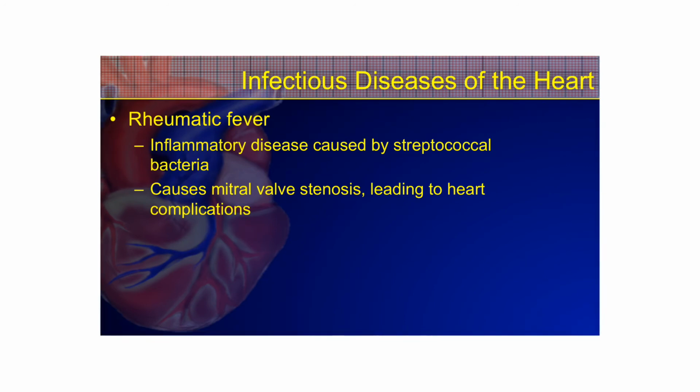Next, we have rheumatic fever. Rheumatic fever is an inflammatory disease caused by streptococcal bacteria, so strep, right? It causes mitral valve stenosis, leading to heart complications. And again, the management for this patient pre-hospitally is going to be mostly supportive, IV, O2, monitor.